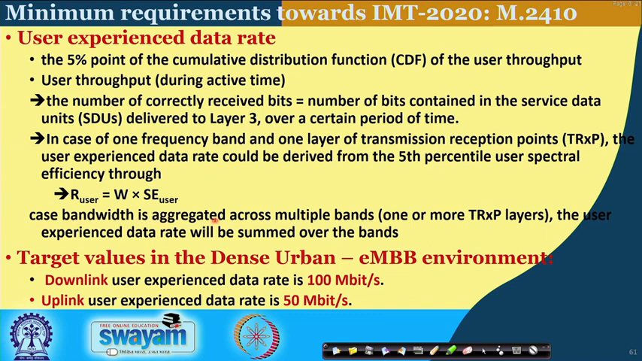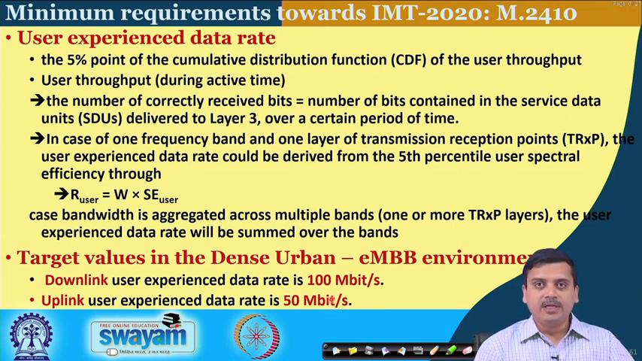In case bandwidth is aggregated across multiple bands, that means one or more transmit layers, the user experience data rate will be summed over all the bands. So, that is as defined in the previous case. And the target value in the dense urban eMBB environment, eMBB being the enhanced mobile broadband environment, the downlink user experience data rate is supposed to be 100 Mbps, and in uplink it is 50 Mbps.